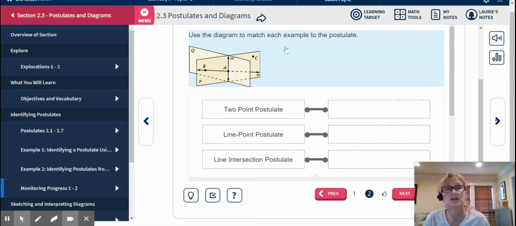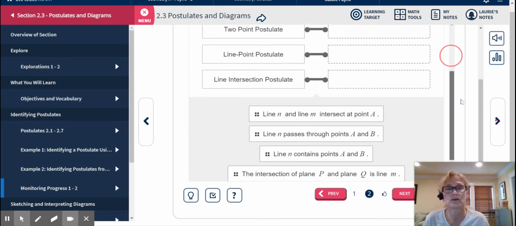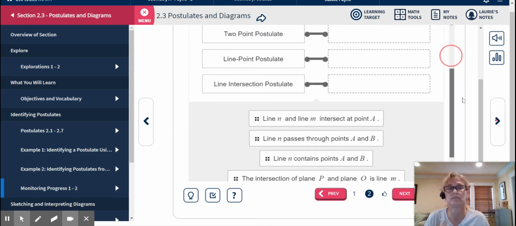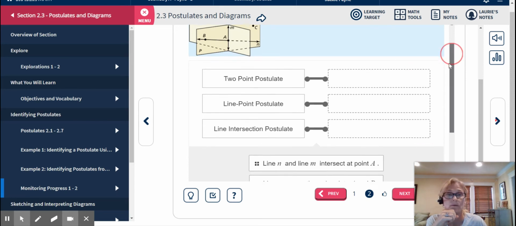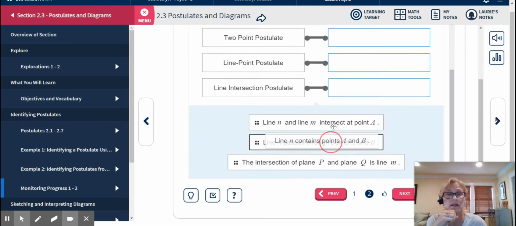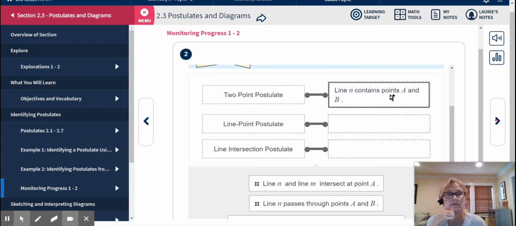Use the diagram to match each example to the postulate. Okay, so if I was in class with you right now, I'd be asking you, what next? Okay, so the 2-point postulate, the answers are down here. So I'm going to try to zoom that down a little. Okay, so a line contains 2 points. That's the 2-point postulate. So it looks like A and B right here will be a line contains A and B. That looks like that goes there.